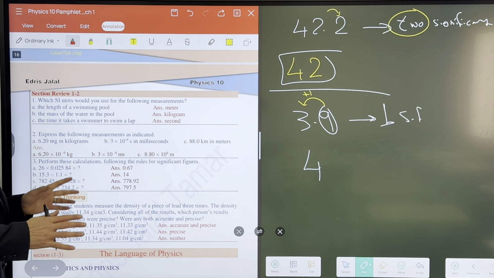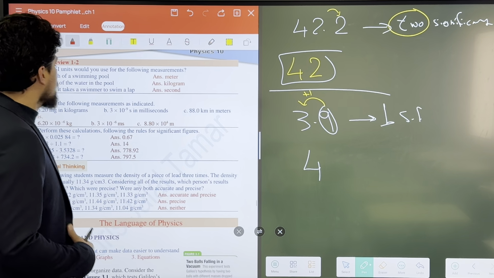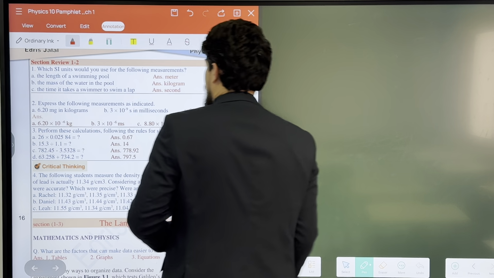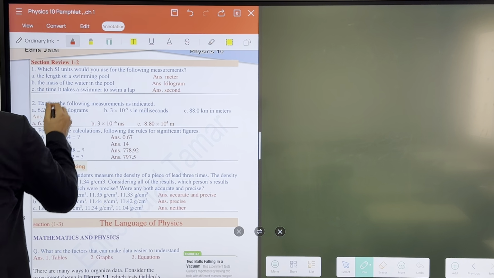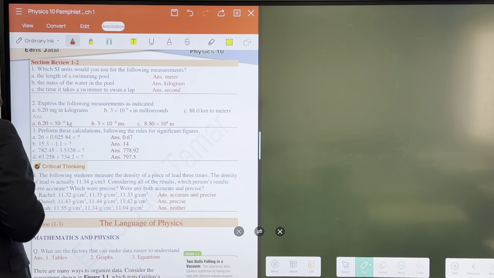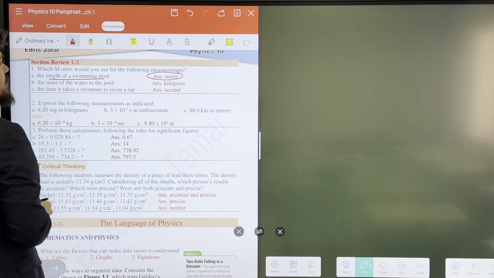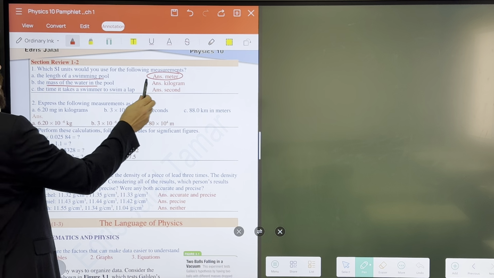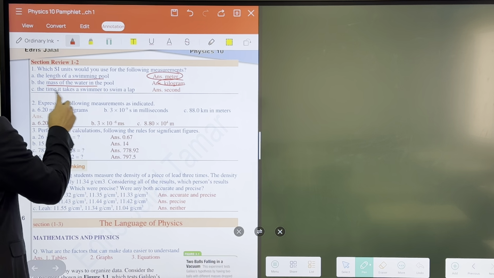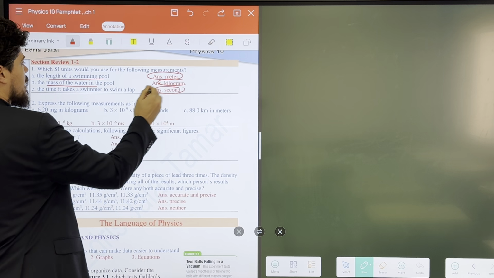Guys, we finished this section. Now we are going to solve the questions of the section review. Which SI units would you use for the following measurements? Length of a swimming pool, the SI unit is meter. Mass of the water in the pool, kilogram. The time it takes a swimmer to swim a lap, second.